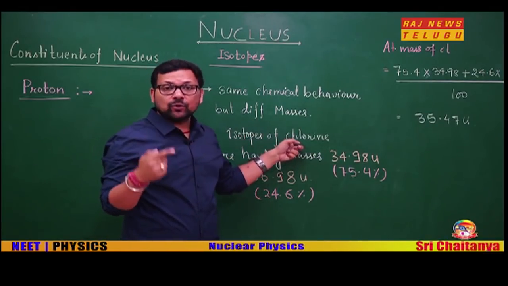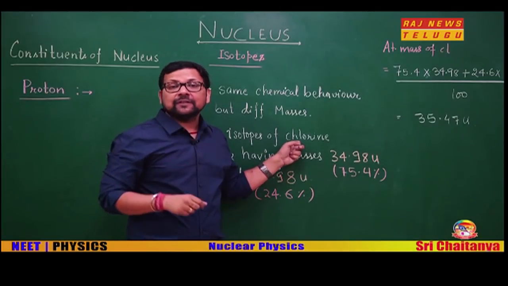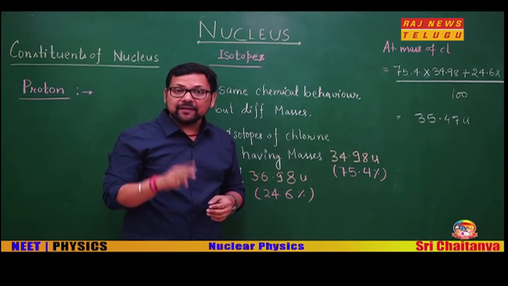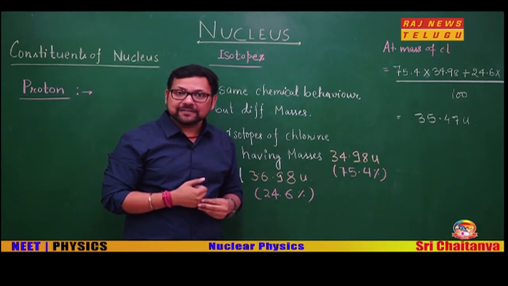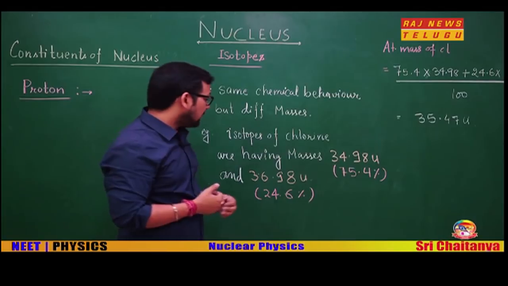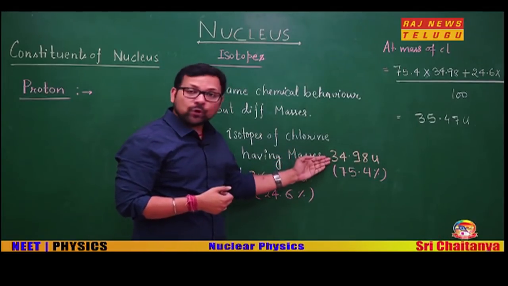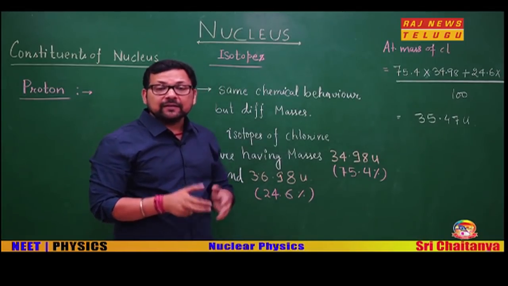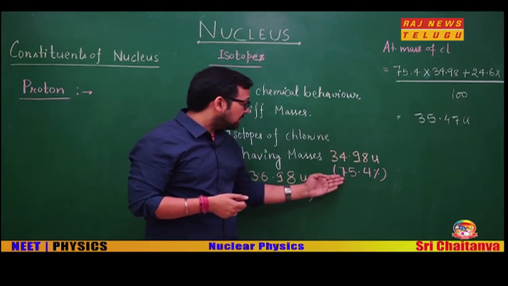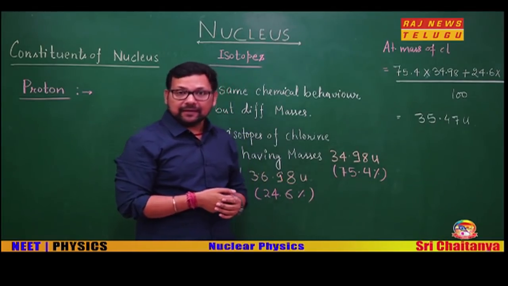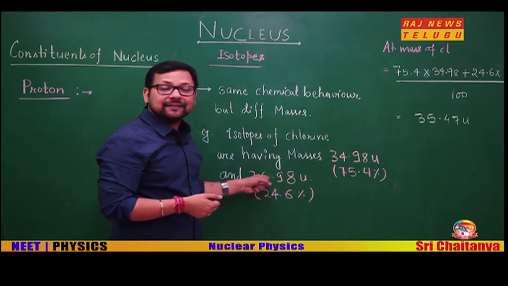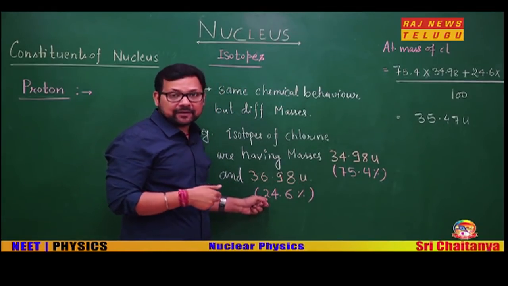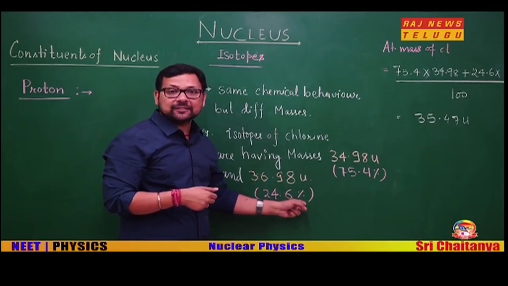Now see, there are two isotopes of chlorine. When I say chlorine, I mean the chlorine that you see inside the periodic table at one place, but that chlorine has two different atomic masses. What are these atomic masses? These are 34.98 U, meaning atomic mass unit, with a relative abundance of 75.4%, and 36.98 atomic mass unit with a relative abundance of 24.6%.